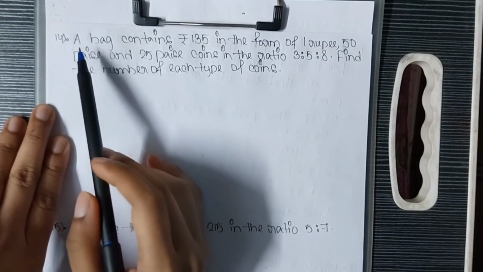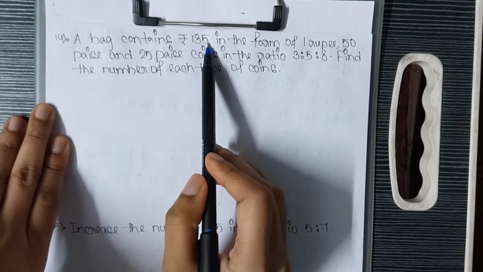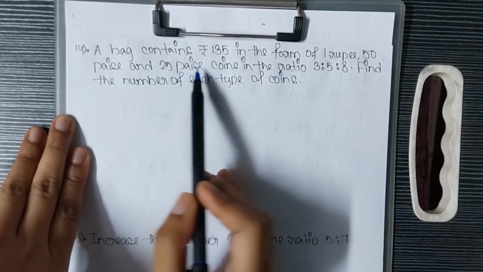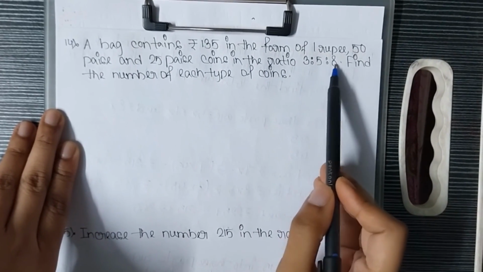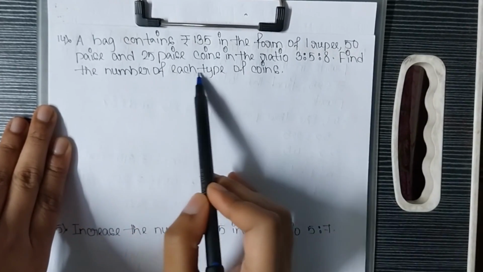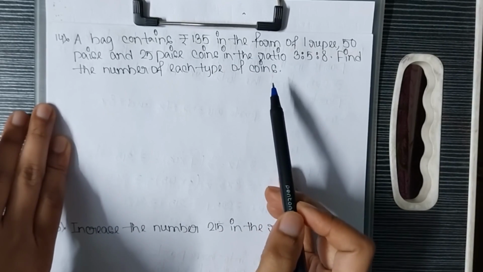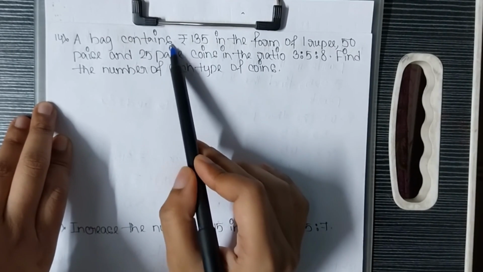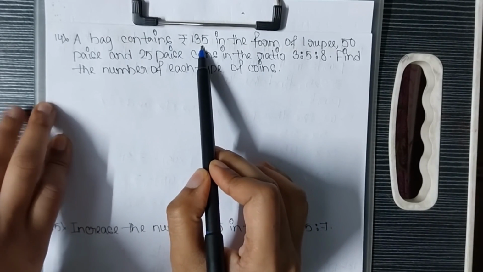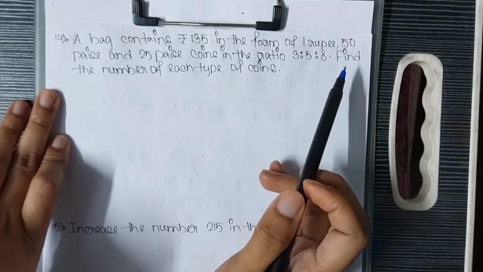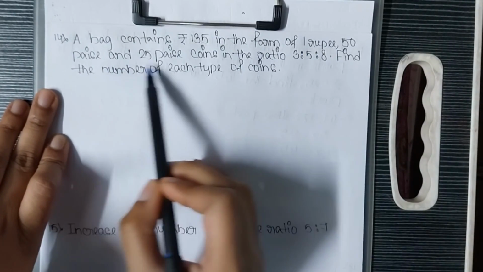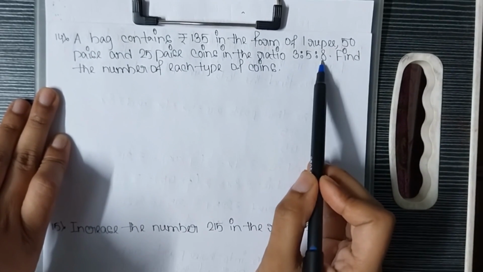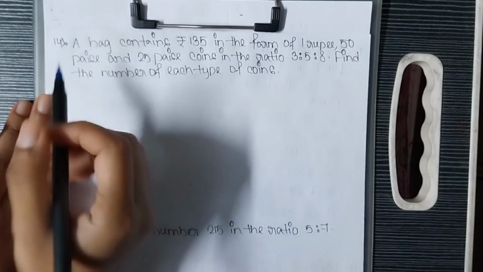Our next problem is: a bag contains rupees 135 in the form of 1 rupee, 50 paise and 25 paise coins in the ratio 3:5:8. Find the number of each type of coins. So here in the problem it is given that the total rupees in the bag is rupees 135, and there will be different types of coins, which are 1 rupee, 50 paise and 25 paise, in the ratio of 3:5:8. So this type of problem we can solve like this.